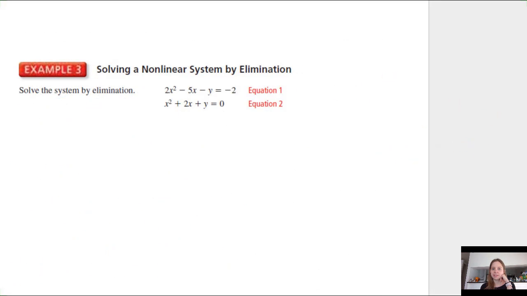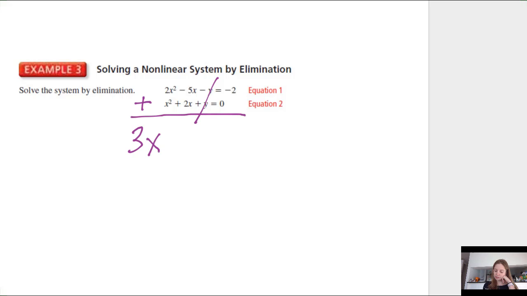Example 3, solving a nonlinear system by elimination. Solve the system by elimination. This is the first system we're seeing in this lesson where it's 2 quadratics. So using elimination, we add or subtract the equations to eliminate a variable. These equations are already organized such that if we add them, we're going to eliminate the y's because we have a negative y and a positive y.